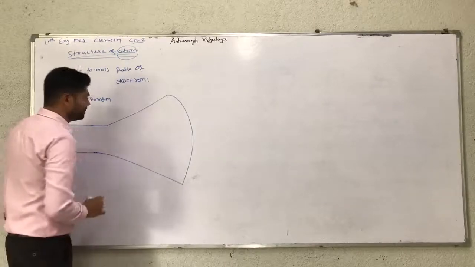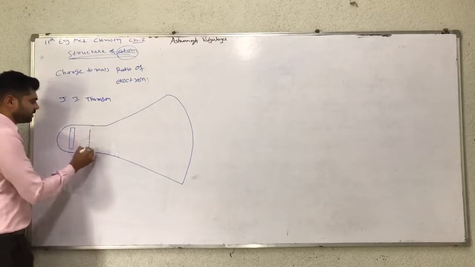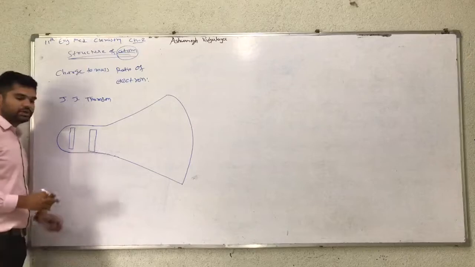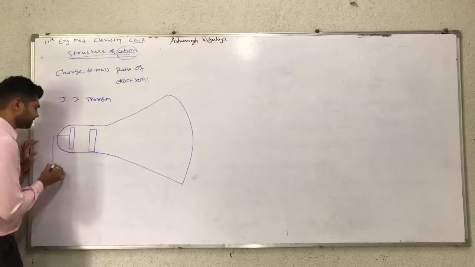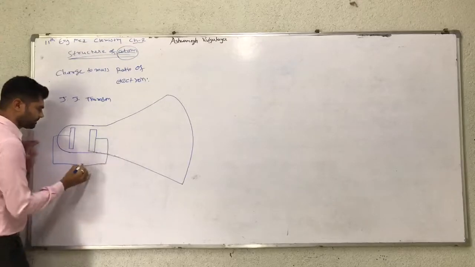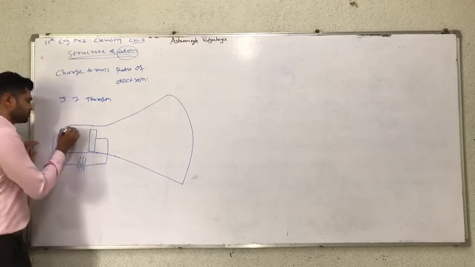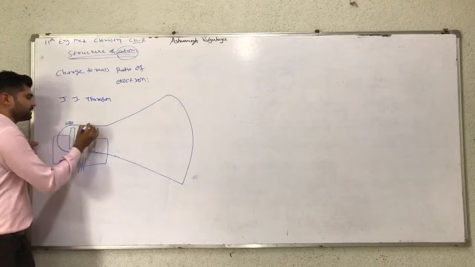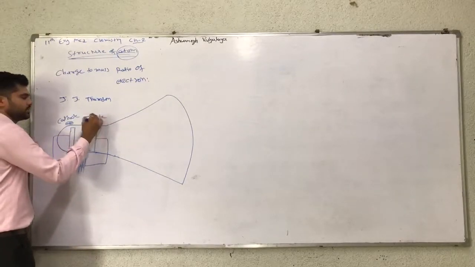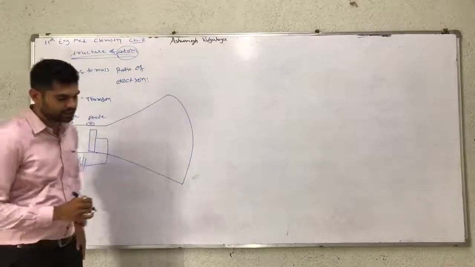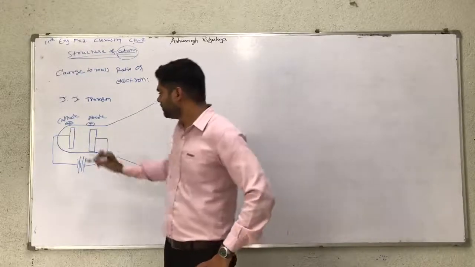Take two rods, one is the cathode and another is the anode. This cathode and anode are connected with a high voltage battery. This part is the negative part, this part is the positive part. Using a vacuum pump, low pressure is created, and the battery creates high voltage.